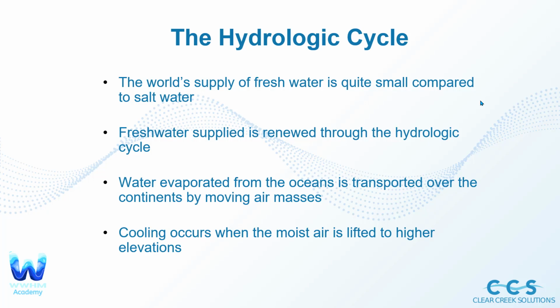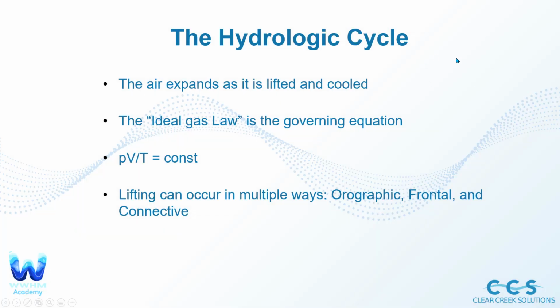Since air pressure decreases with elevation, the air expands as it is lifted and cooled in accordance with the ideal gas law. So the ideal gas law is the governing equation when it comes to this aspect. So we've got PV divided by T. For the ideal gas law, we have pressure and volume divided by temperature equals the ideal gas constant.